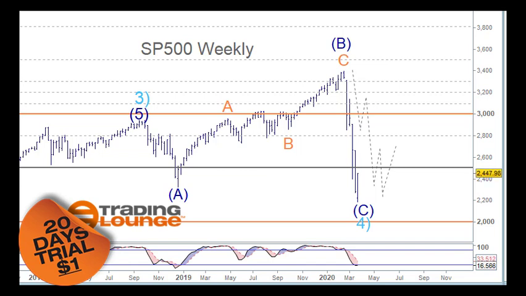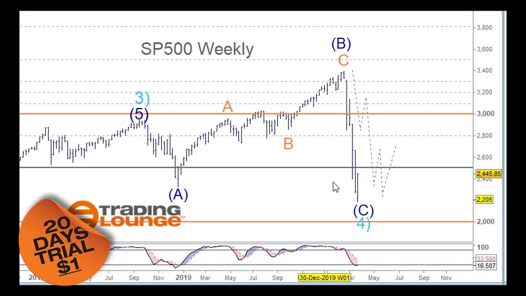And starting on the weekly chart here, we've been working through this pattern as an expanded flat pattern, with an A wave, a B wave, and a C wave here for the B wave. An expanded flat takes the top of wave 3 out and also pulls back down and takes the wave A out here as well.